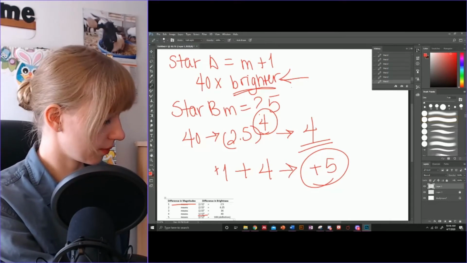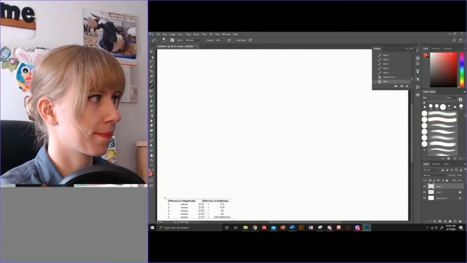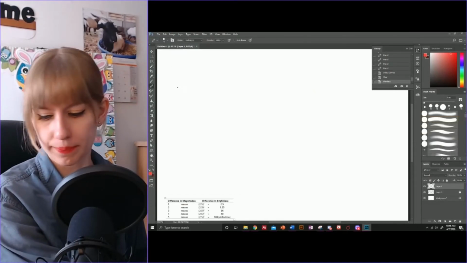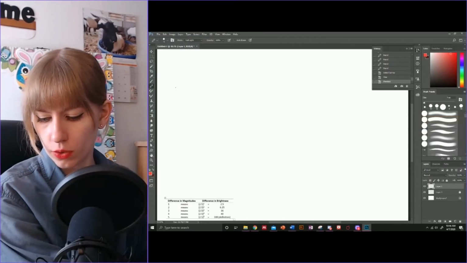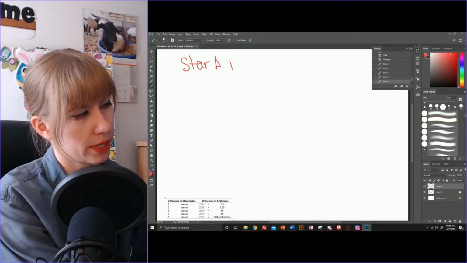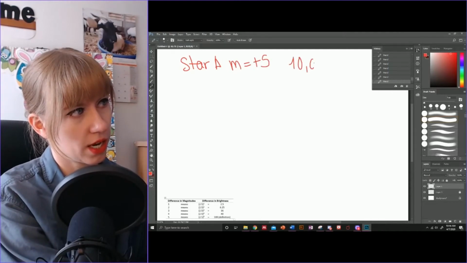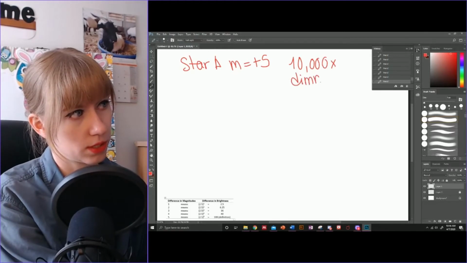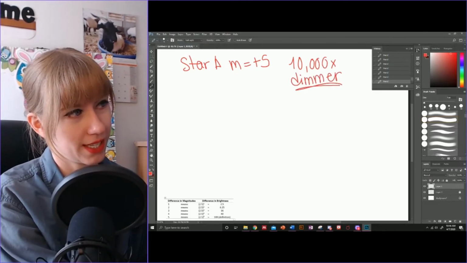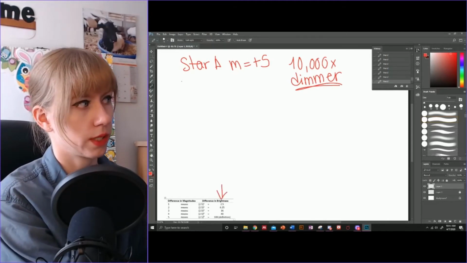Alright. Now let's do a bigger one. Let's do star A, which has an apparent magnitude of +5, but it is 10,000 times dimmer this time. 10,000 times dimmer. 10,000 is nowhere on this chart, and that's important.